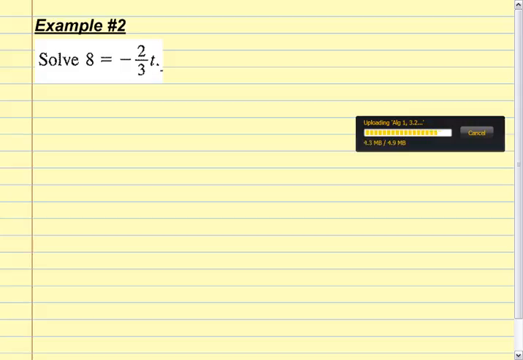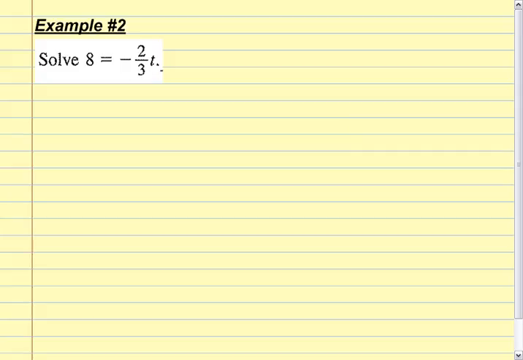Here we go. All right, example number 2. Solve 8 equals negative 2/3 t.